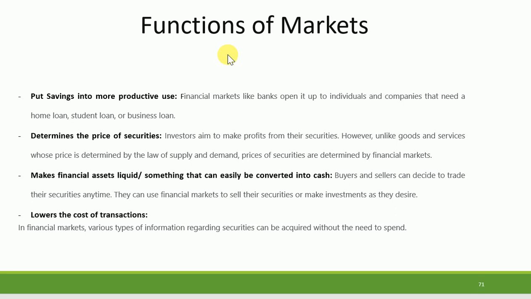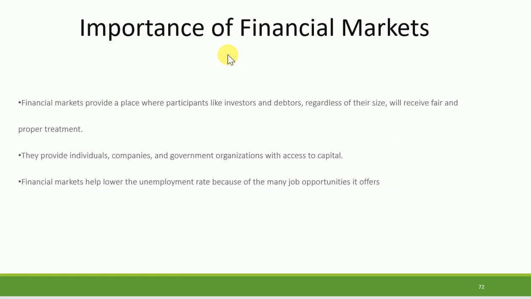The next part is that it lowers the cost of transactions, because when you want to search about a company which is offering stocks and bonds, you do not need to spend a lot of time to buy information, because you are already in the market and you can collect the information and data freely and securely. And the last one is the importance of financial markets.